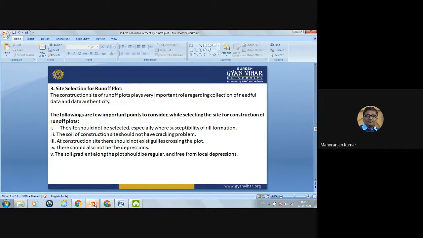The soil gradient along the plot should be regular. There should not be an undulating area where you are selecting the plot. If the slope is there, then that slope should be uniform, and that area should be free from local depression. So these are some points which you should consider during the selection of a site for constructing a runoff plot. Okay.